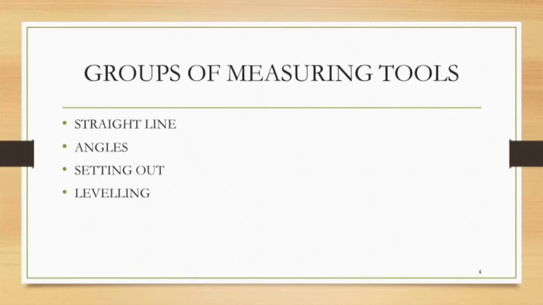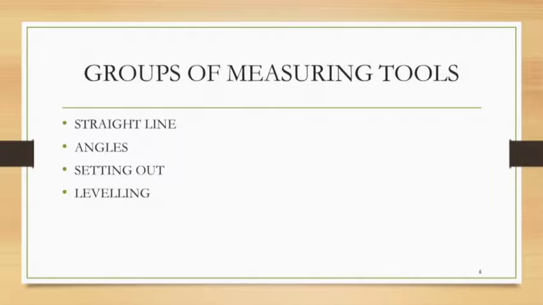Then the groups of measuring instruments: we have only 4 groups, where the measuring tools are grouped accordingly. Number 1, all those instruments which are used to measure a straight line must be identified. You must also know exactly which tools are used to measure angles, which tools are used for setting out, and also for the leveling of the site.